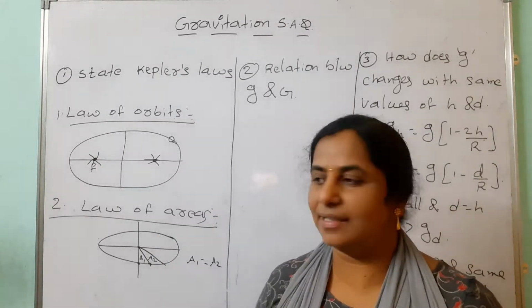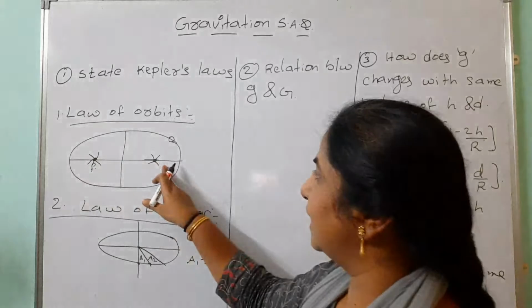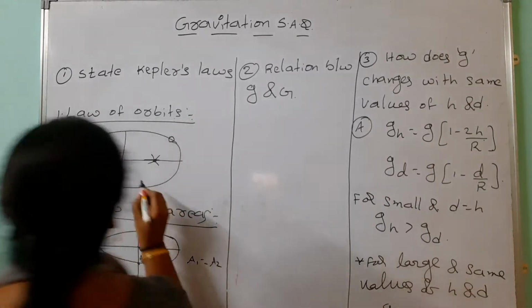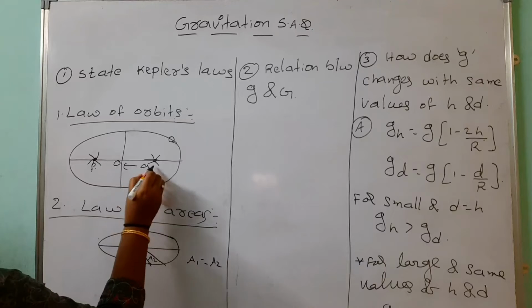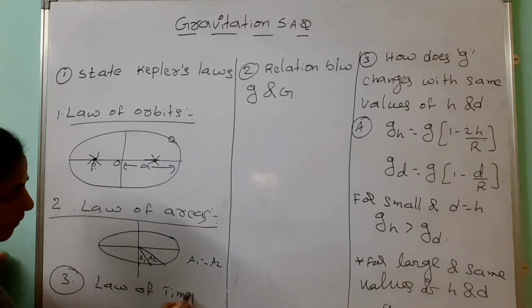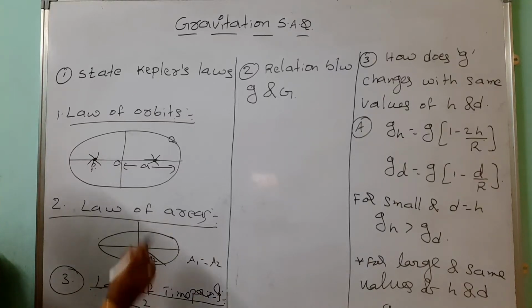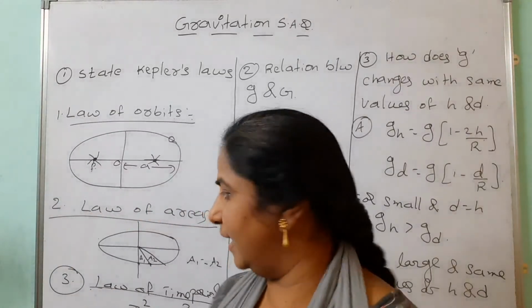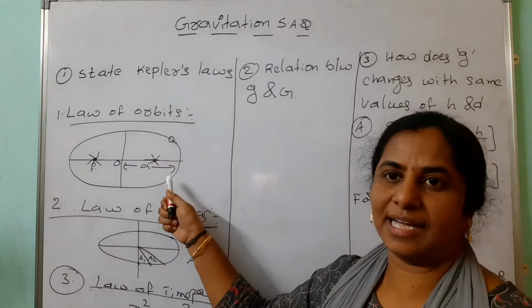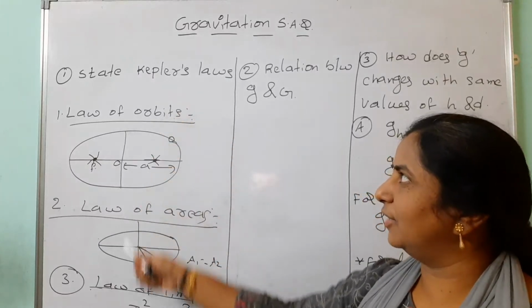Then what is Kepler's third law? Kepler's third law is called the law of time periods. See, this is the major axis and this is the minor axis. Semi-major axis means we take half of this one. This is represented by A. So the law of time periods: he gave that relation. Square of the time period is directly proportional to cube of the semi-major axis. Don't confuse, this is the semi-major axis, we represent it by A. This is called Kepler's laws.